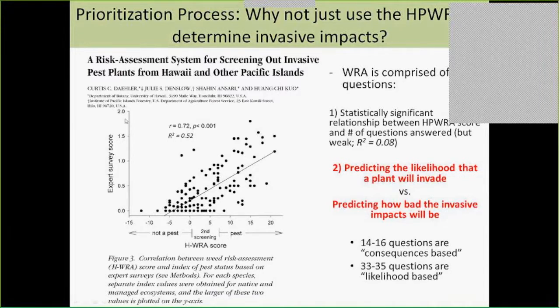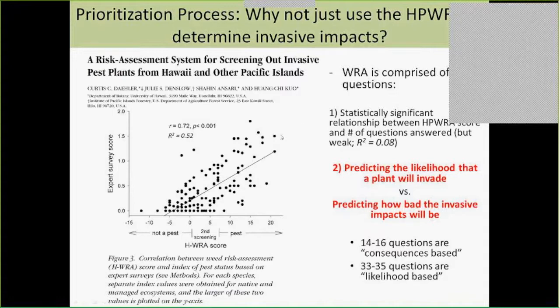And then they've got this figure here where they took a bunch of plants and they had experts score from across the Pacific whether it was a major weed, which is up here in the 2 category, or maybe not a weed at all. And then they averaged them. And then on the x-axis, they had the weed risk assessment score. So, not a pest in this zone, and then is a pest over here. And as you can see, there is a pretty good correlation. Especially if you're used to looking at this for ecology, this is a pretty cool regression.